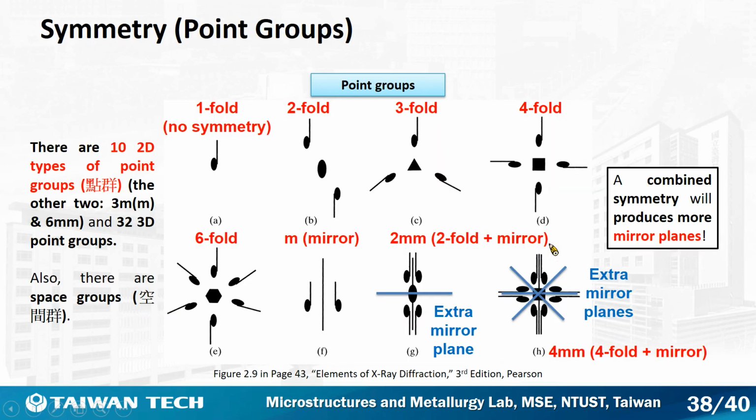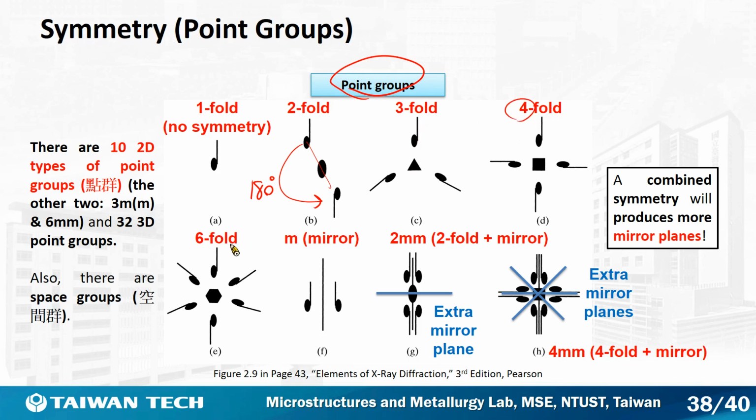And let's see this example. So this is what we call point group, 点群. Okay, the first one, 1-fold. 1-fold means there is no symmetry. And then 2-fold, this is the rotation axis here. So after 180 degrees, we see a rotation symmetry.